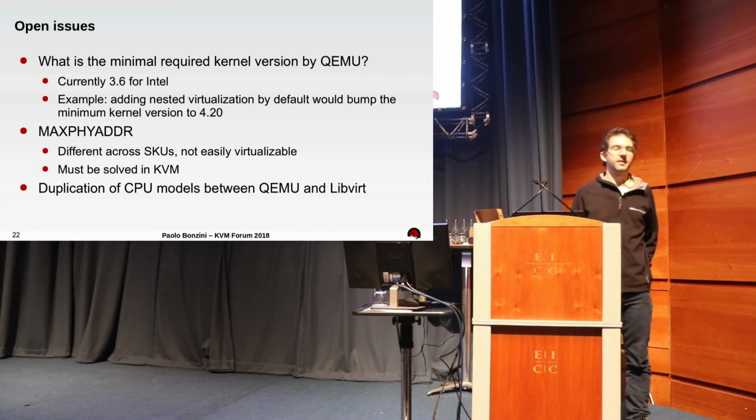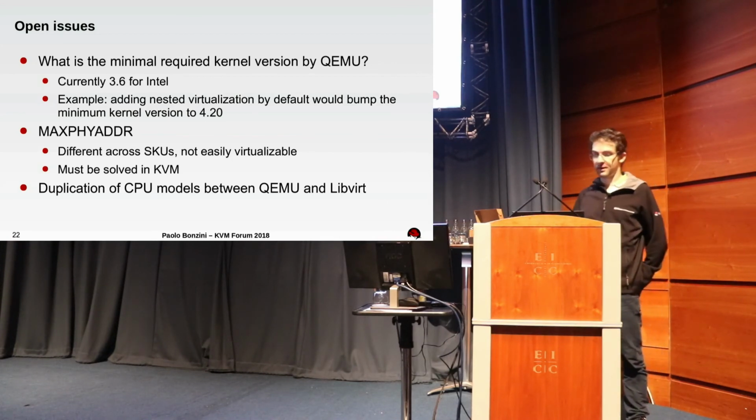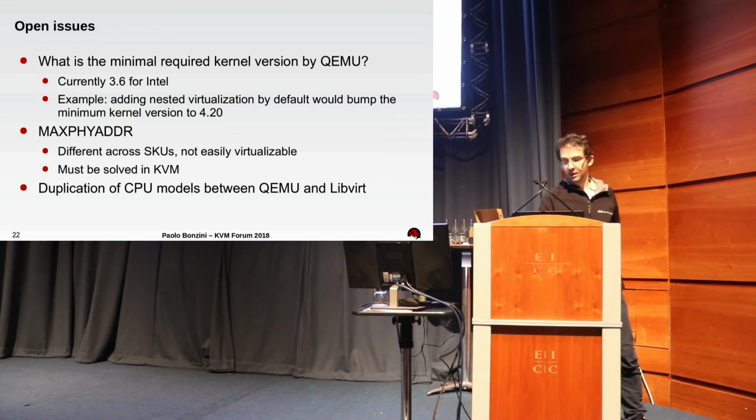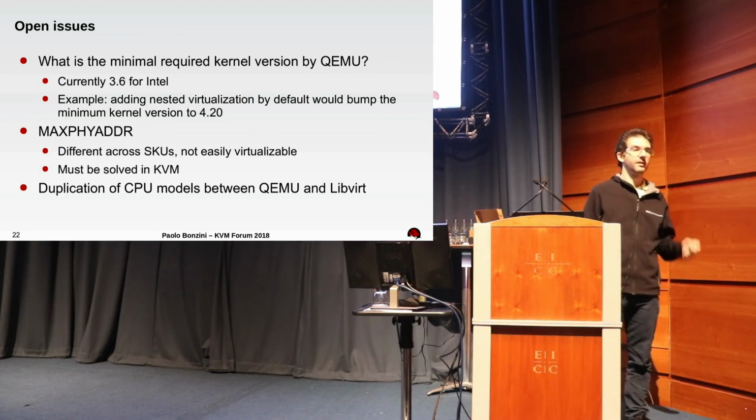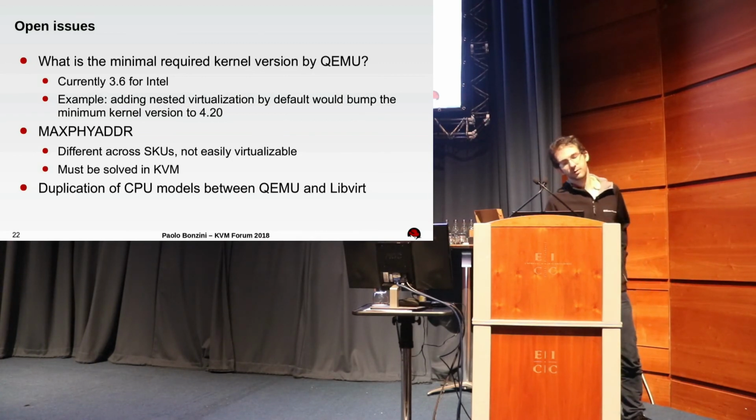And another issue is the maximum physical address. It's not easily virtualizable and wildly different across processor SKUs. And this is something that has to be fixed in the hypervisor so that we can fix the skew problem, not just regarding the flags, but across all of CPUID. And finally, CPU models in between QEMU and libvirt basically have duplicated definitions. If we add the machine-type-specific, the versioned CPU models, it is going to be even worse. So basically, this is the issue that has to be fixed before finishing the work on the versioned CPU models.